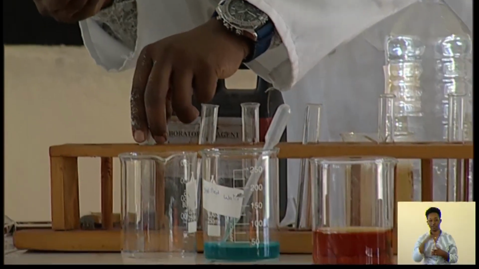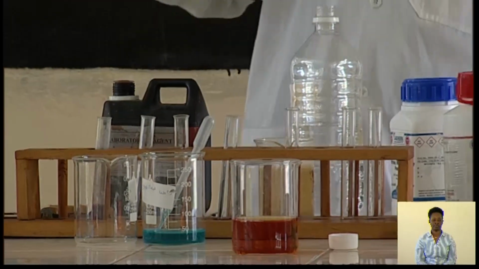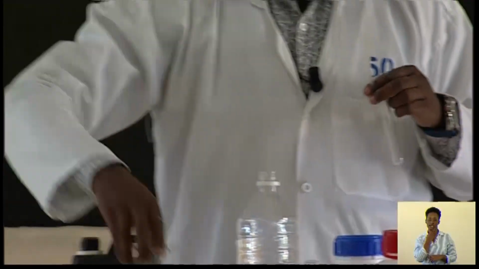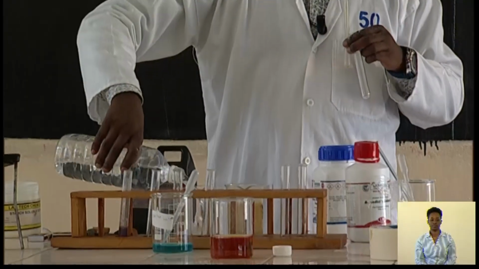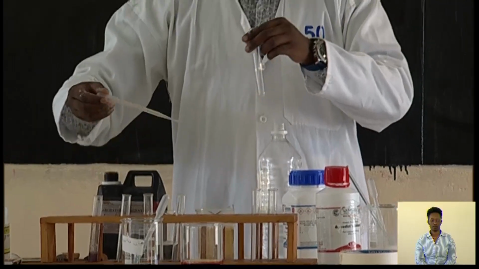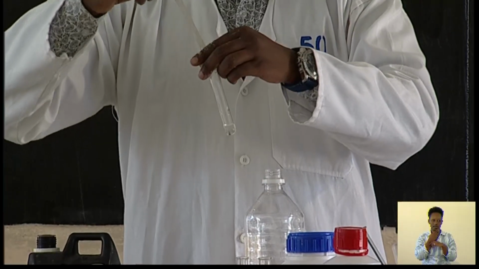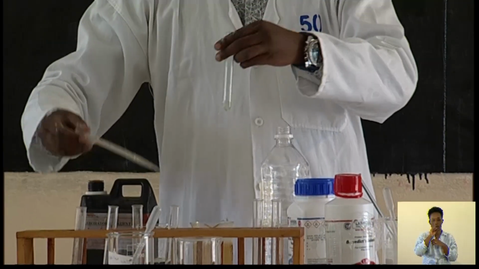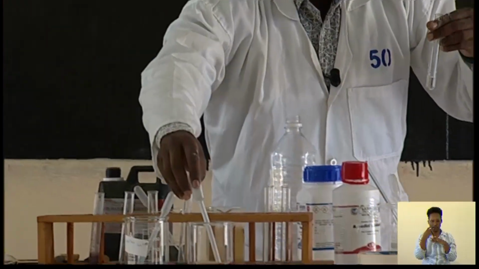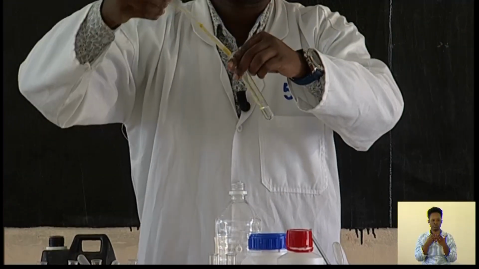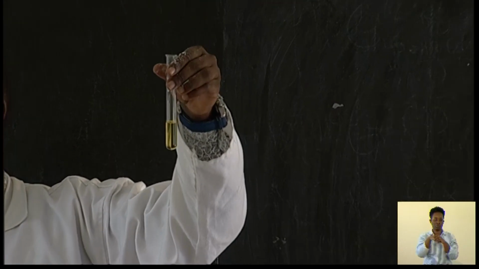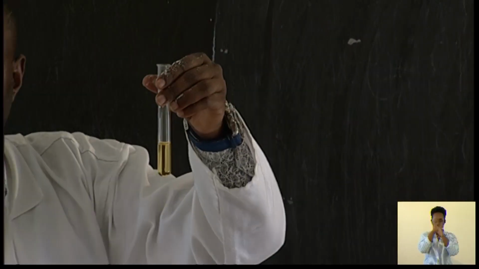But if I get another test tube and add distilled water, let me use distilled water, and then I add the iodine solution. We are going to use it as a control experiment. Then I add the iodine solution. You can check. The brown color of the iodine solution persists. So it means that in the distilled water, there is absence of starch.